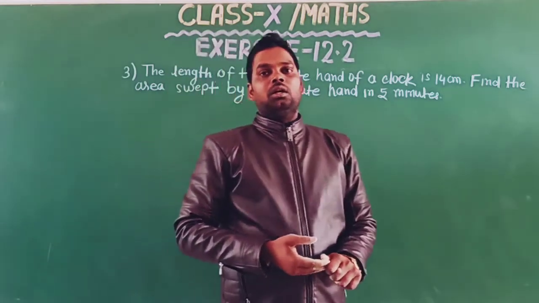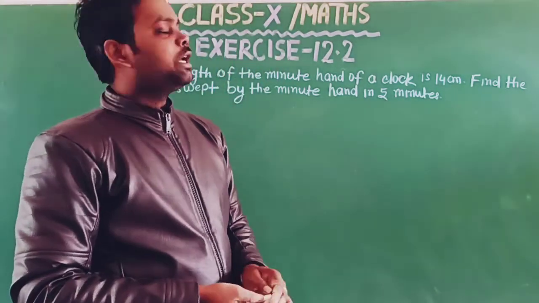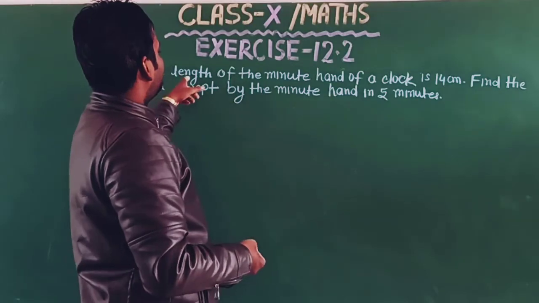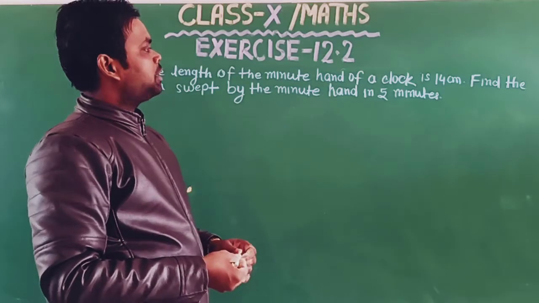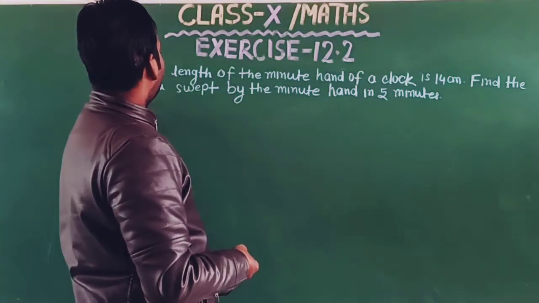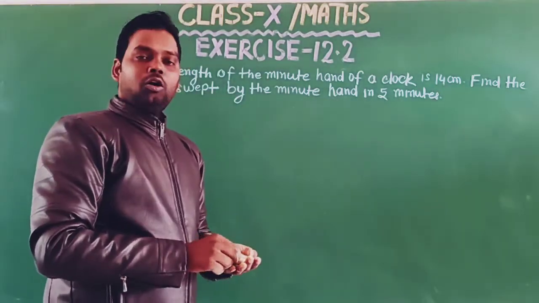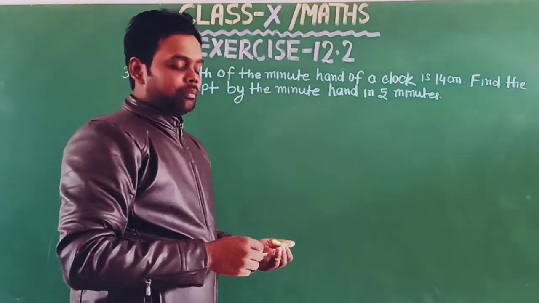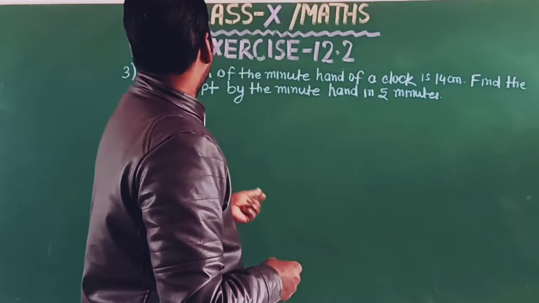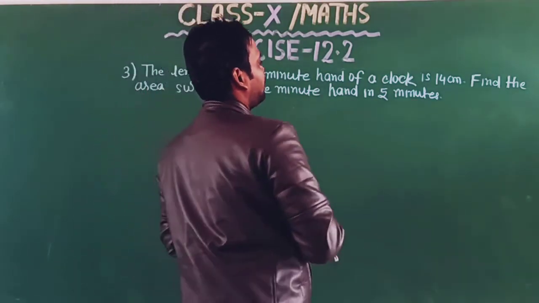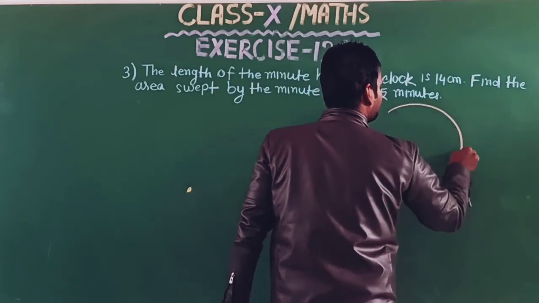Okay children, further move to question number 3. In this question it has been said the length of the minute hand of a clock is 40 centimeter. Find the area swept by the minute hand in 5 minutes. So dear children, basically in this question we are given the length of a minute hand of a clock. So this is a clock.